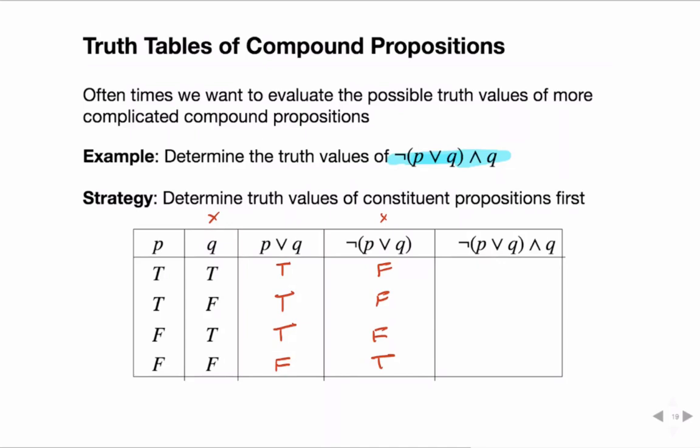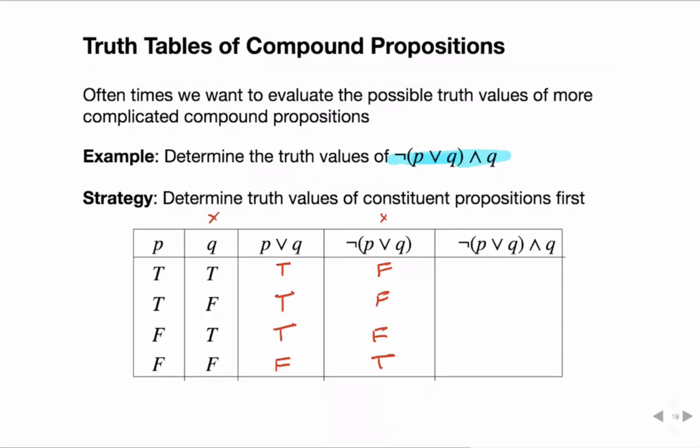So remember, the only time that a conjunction is true is if both of the conjuncts are true. So I'm going to scan through the rows of this. And if the truth values in those particular columns are both true, I'll write a true, and if at least one of them is false, then I'll write a false.